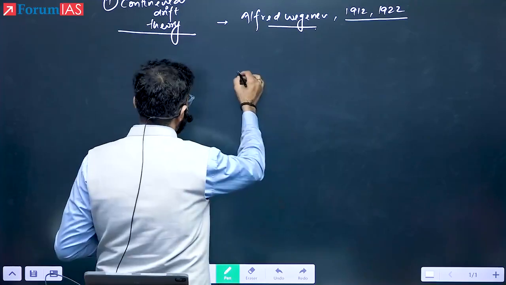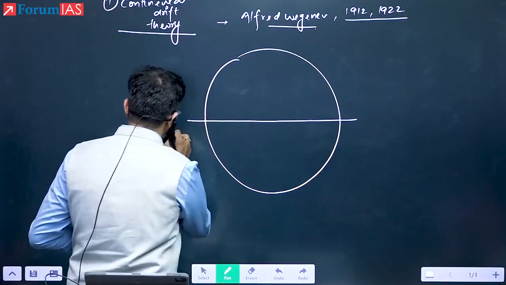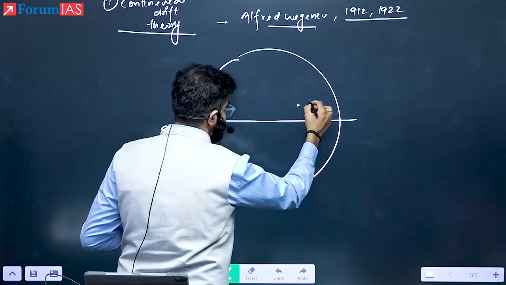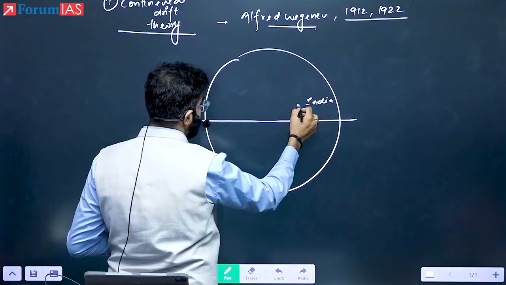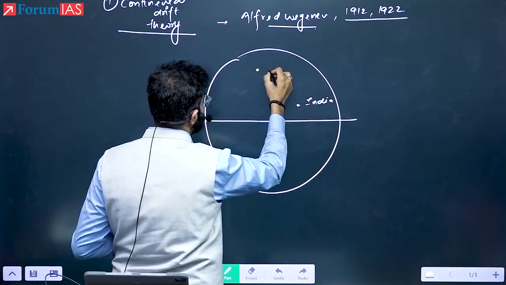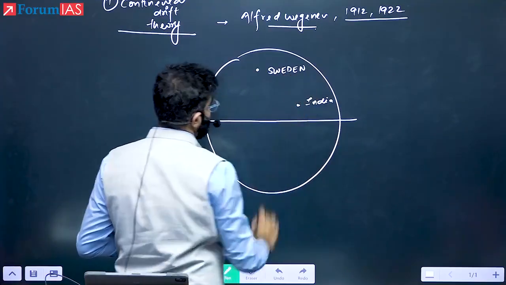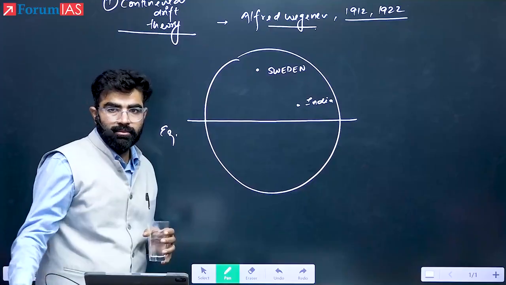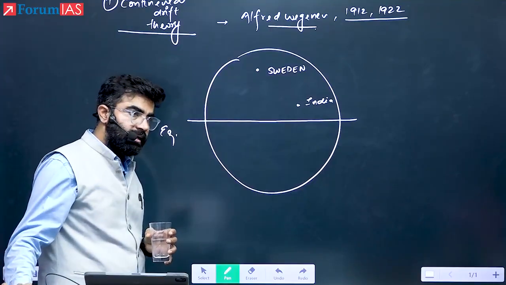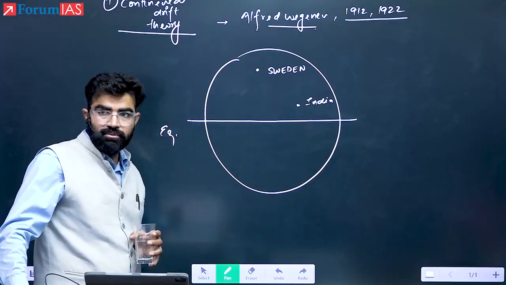For example, see here. This is the earth. If I say this is the equator, now India is somewhat here. This is India, right? That is around 23 degrees. I'm just locating here. And then if we see Sweden, it is somewhat here, right? Now tell me where in general conditions coal formation should occur. In lower latitudes or in higher latitudes? Coal formation is a feature of lower latitudes.